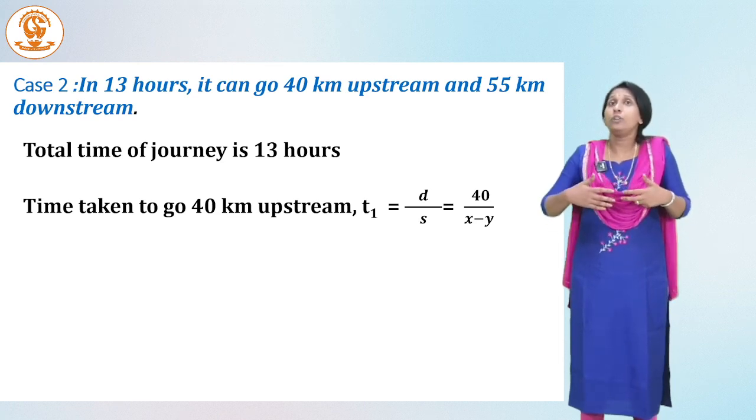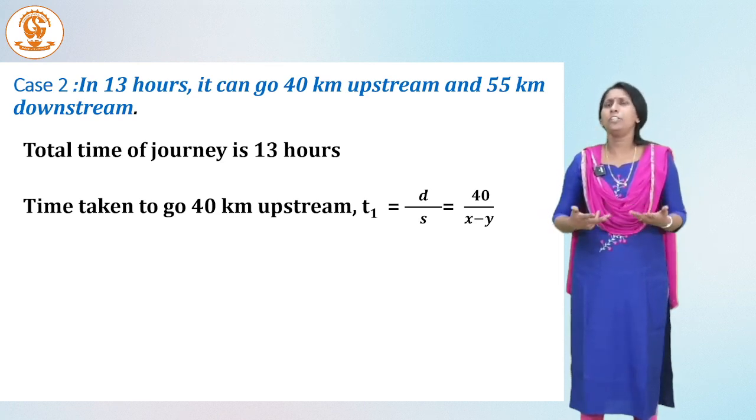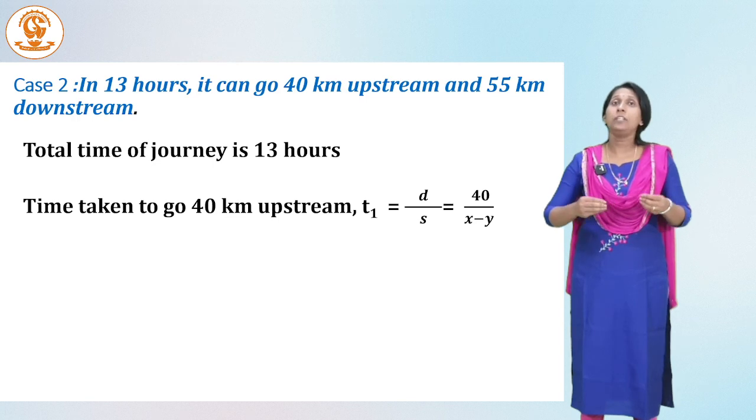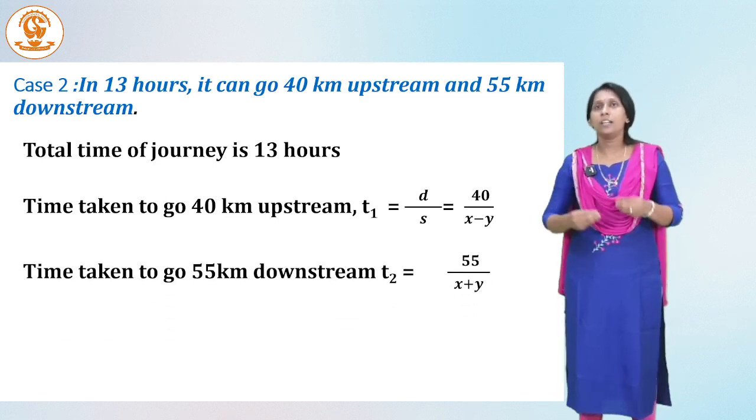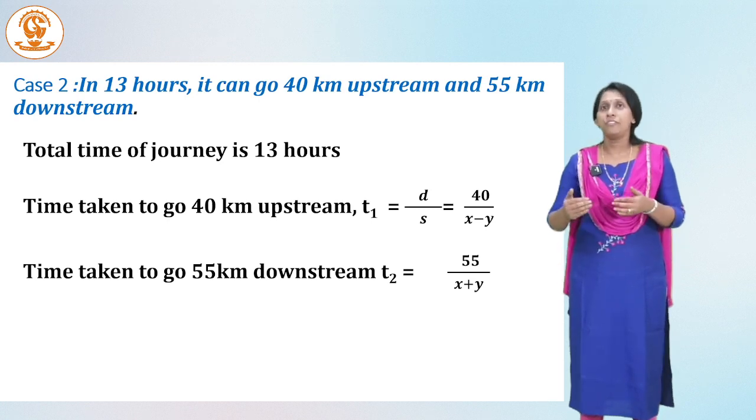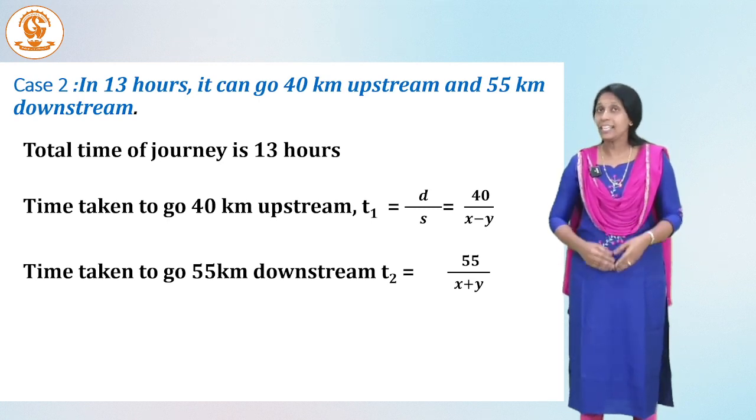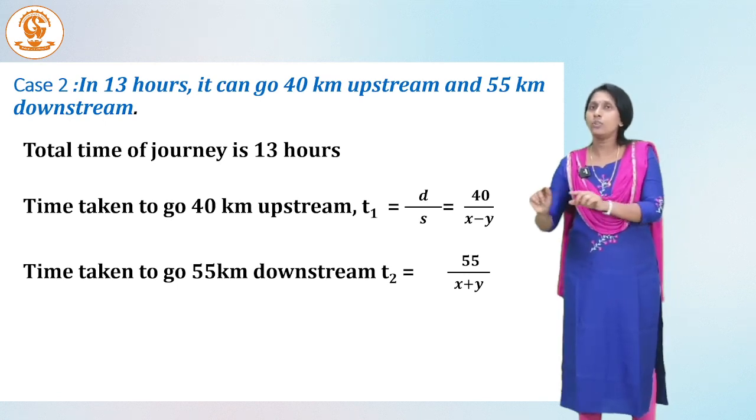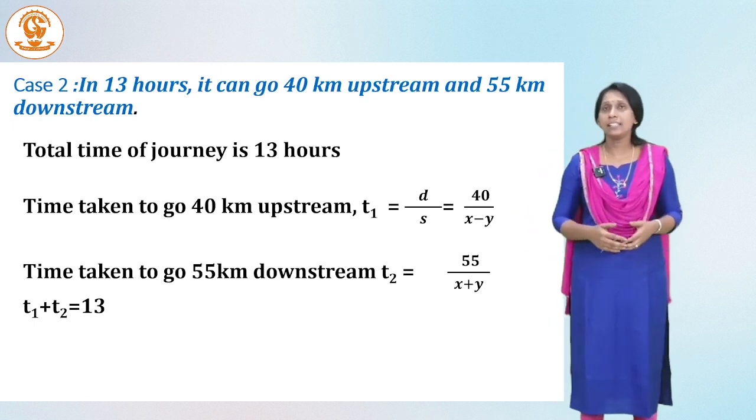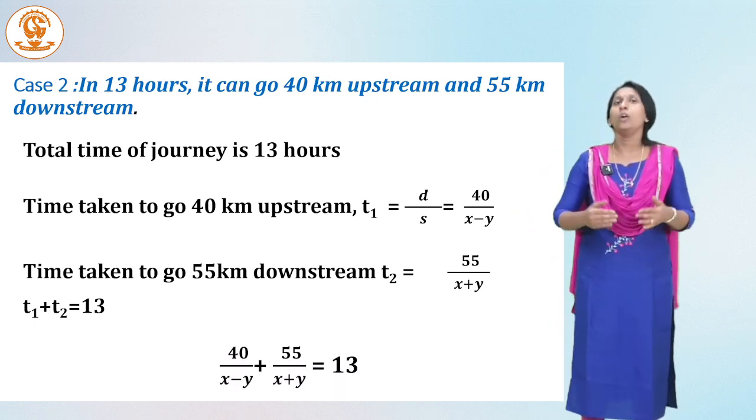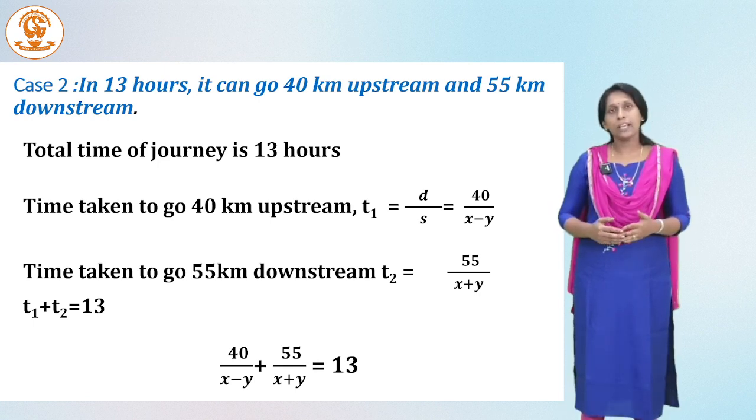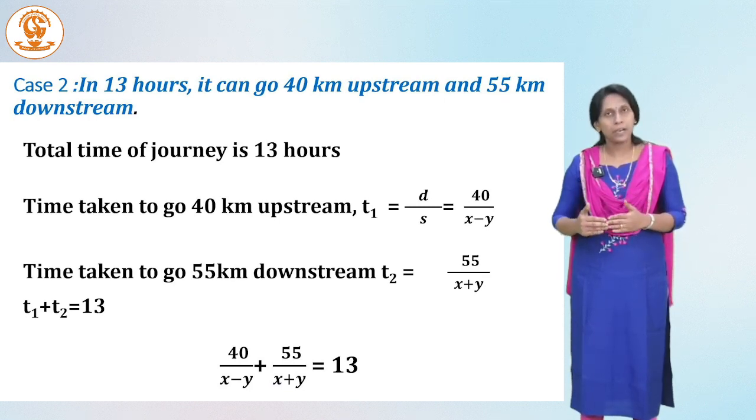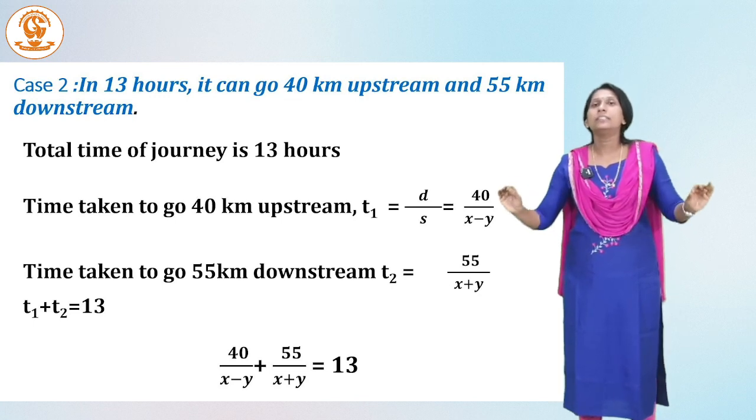And what is the time taken to go 55 kilometer downstream? Let it be T2. Very good. T2 is equal to 55 divided by x plus y. Since the total time is given as 13, you can write T1 plus T2 is equal to 13, and hence our equation becomes 40 divided by x minus y plus 55 divided by x plus y is equal to 13.